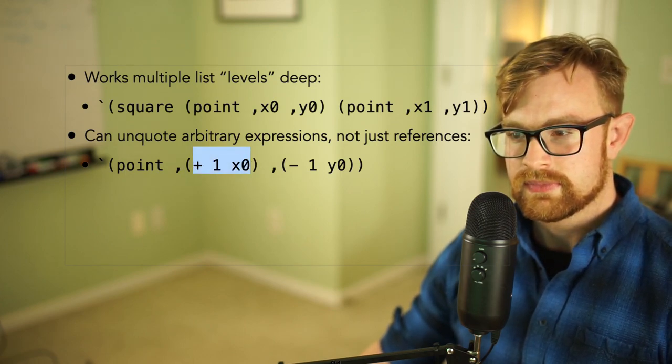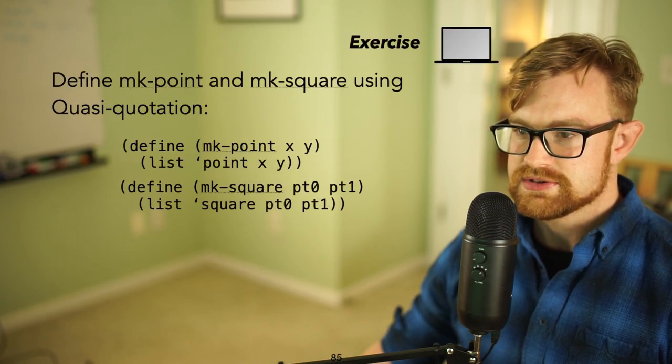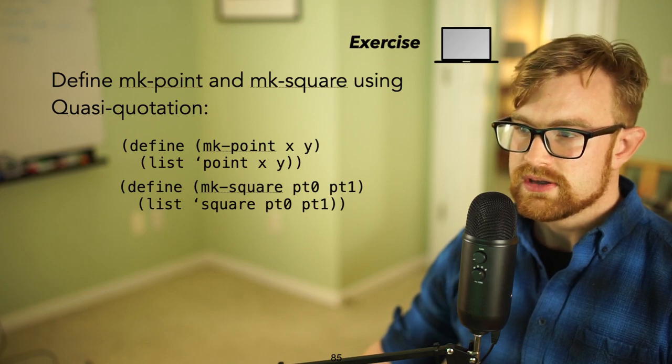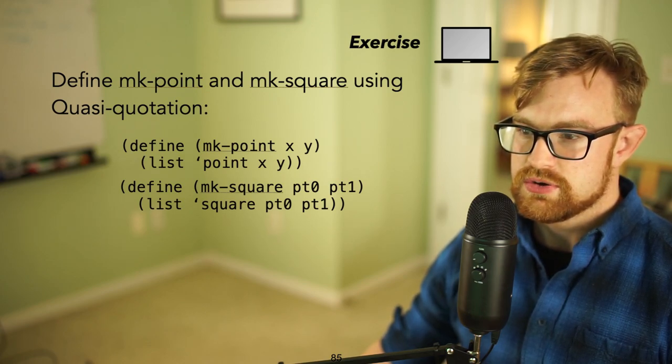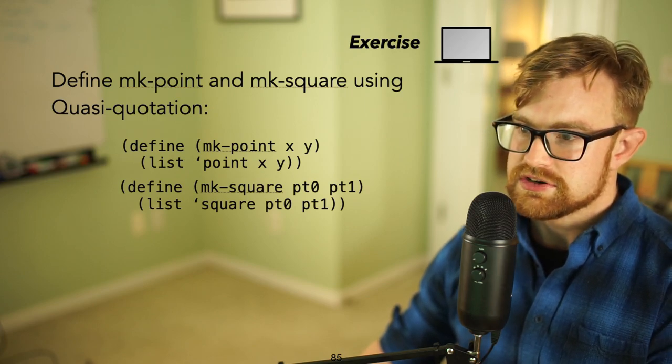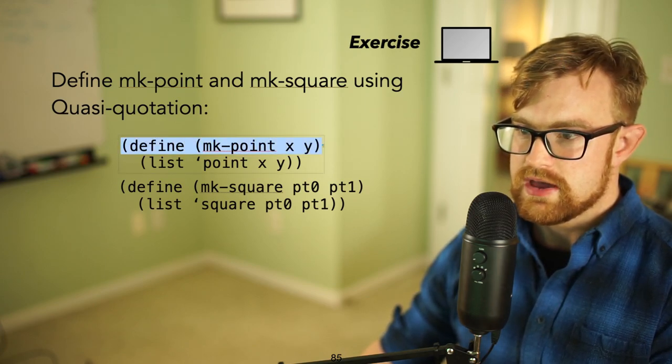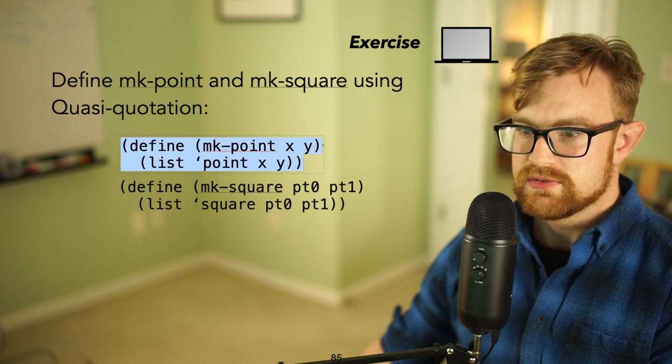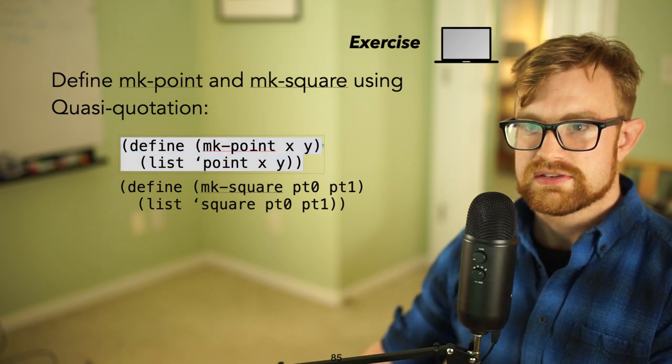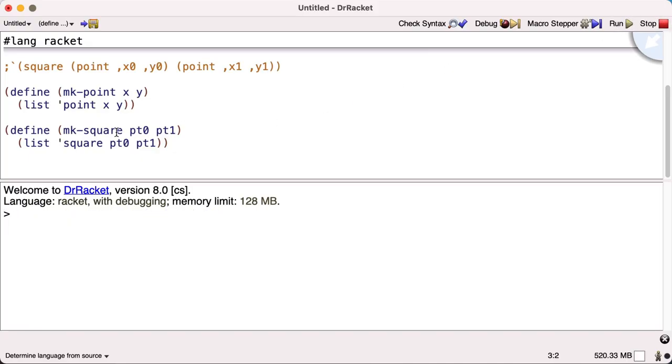All right, so now let's do an exercise. The exercise says define make-point and make-square using quasi-quotation. So they've given us the normal definitions of make-point and make-square right here. So let's copy those over into DrRacket. All right, so we've copied over our definitions of make-point and make-square. And now let's start coding up versions of these that just use Racket's quasi-quotation.